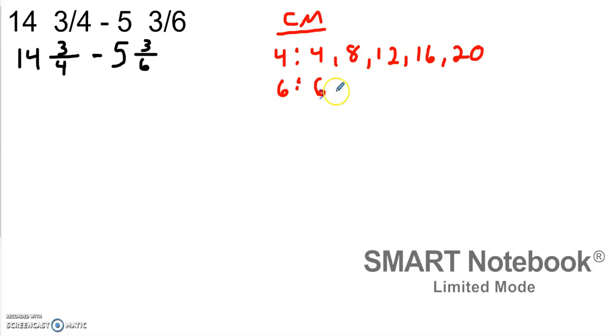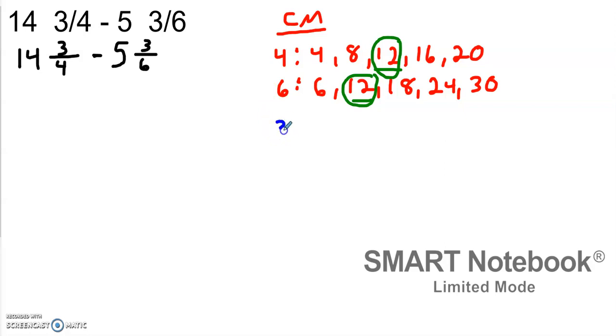Then I do 6 times 1 is 6, 6 times 2 is 12, 6 times 3 is 18, 6 times 4 is 24, and 6 times 5 is 30. So I notice I have some in common, so I'm going to underline the ones that are common. 12 is the same, and that's the only one that is the same, so I'm going to circle it because that's the one I'm going to use. If I kept going, I would notice that 24 would work, but let's always use the smallest number because it's easier to calculate with a smaller number.